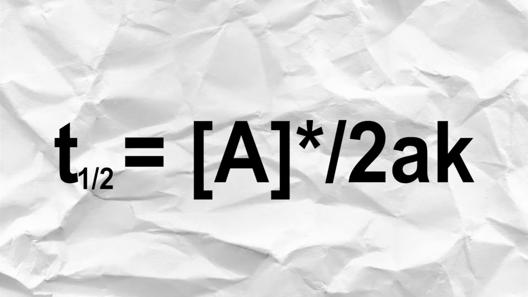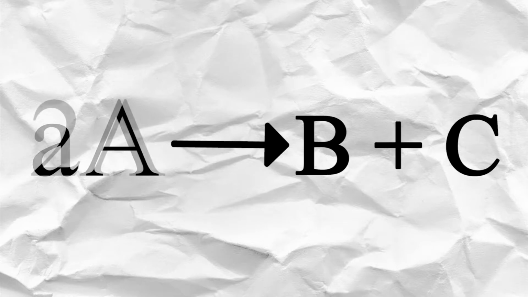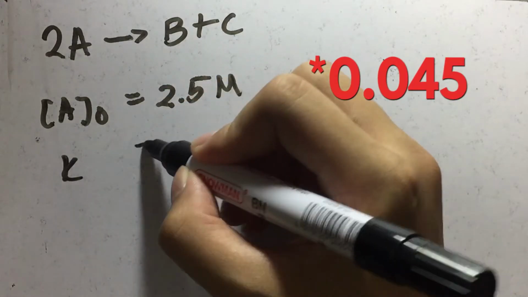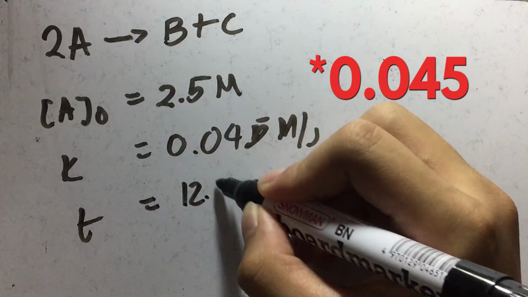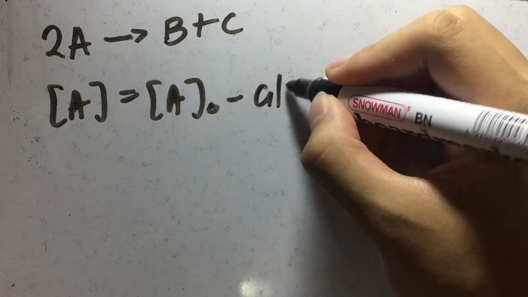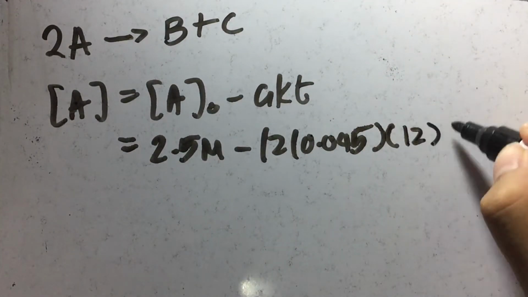in a zero-order reaction. Now let's have an example for the integrated rate equation for the zero order. Let's use the example reaction from a while ago again, but instead of products we will have B plus C, and for A's coefficient let's have 2. Now our initial concentration of A is 2.5 molars, and the rate constant is 0.05 molars per second. What will be the concentration of A after 12.5 seconds? Let's plug in our values in the formula, and we get 1.375 molars.